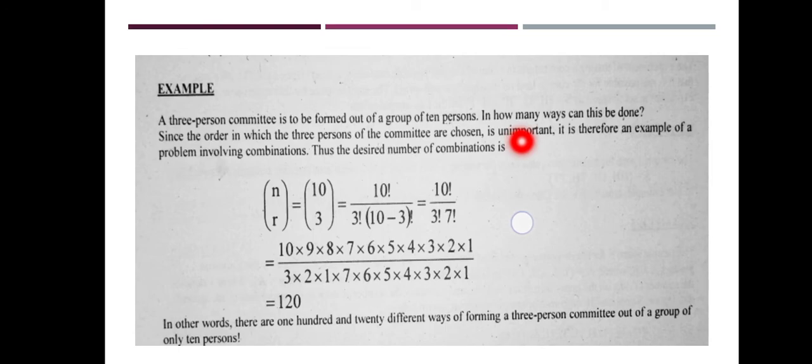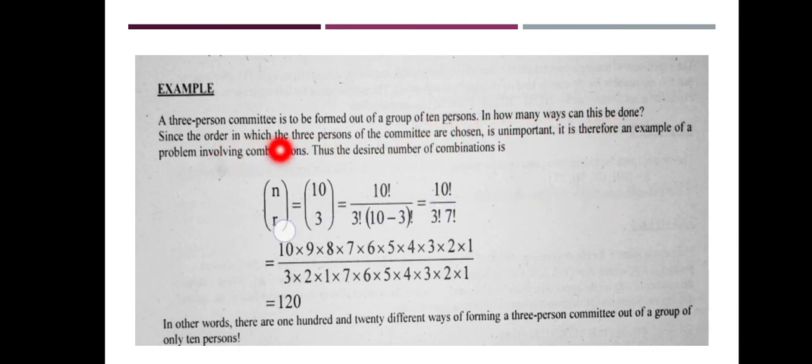There is no president or secretary, like in the previous example we have studied, where the post of the persons we were selecting was mentioned in the permutations. Now here the post is not important, so the order of the persons we are selecting is not important, so we can calculate the ways by using the formula for combinations. A three-person committee is to be formed out of a group of 10 persons. In how many ways can this be done?